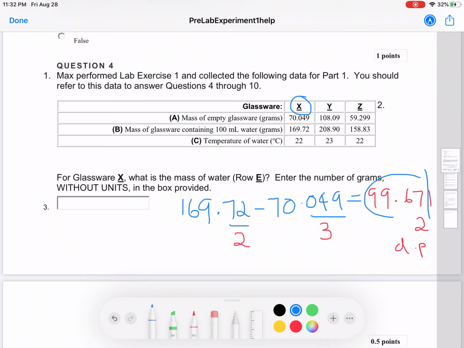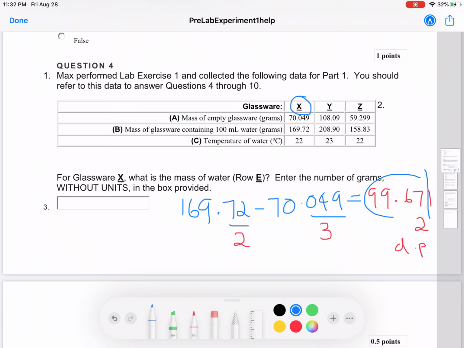And then the second one, again we have to refer to the data given in question 4. What is the calculated volume of water in glassware X? Now for the glassware X, we found the mass. We want to find out the volume. Volume, mass. How can we relate volume and mass? We can use the equation density equals mass over volume. So then the volume is going to be mass over density. We found the mass, which is 99.67 grams. And then the density.